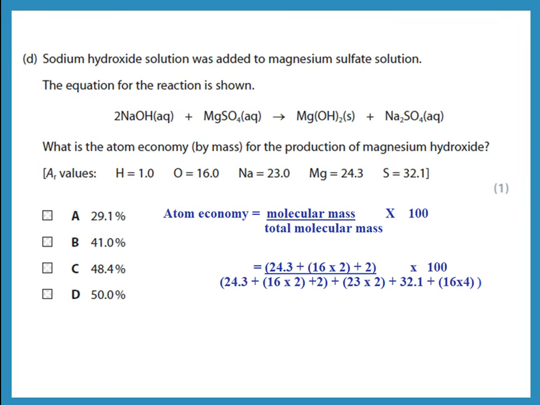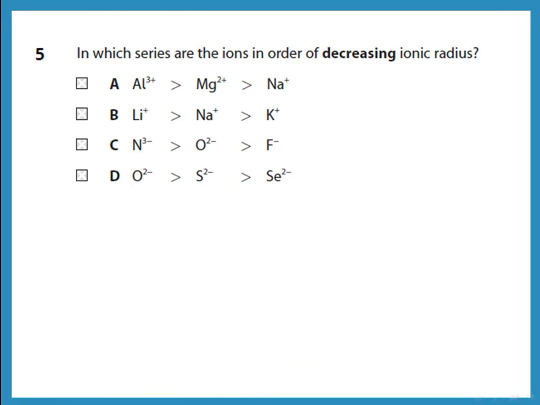So the molecular mass of magnesium hydroxide, you know how to calculate molecular mass. It's the atomic mass of each of them times how many we have. So we have 1 magnesium, 2 oxygens, 2 hydrogens, over the total molecular mass of all the products. So that means you want the molecular mass of magnesium hydroxide plus the molecular mass of sodium sulfate. Doing this, you get that the atom economy is 29.1%. Okay, remember all of that?